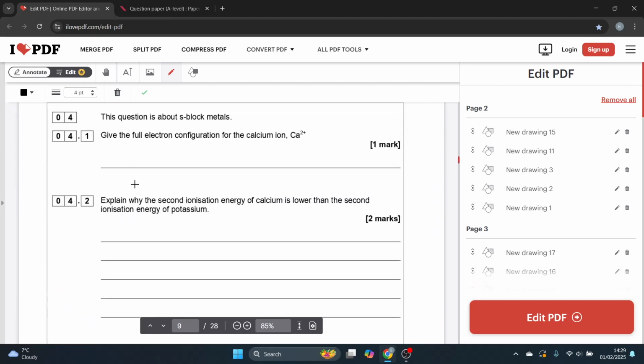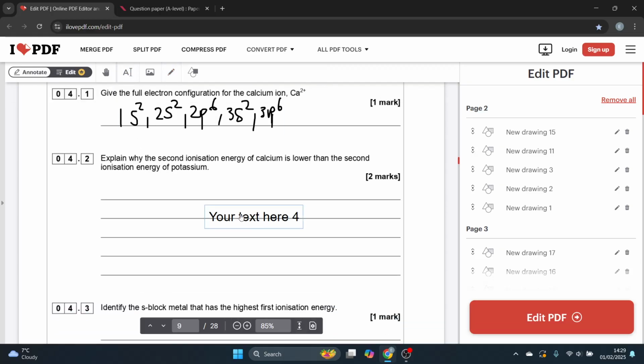Question 4.1, give the full electron configuration of the calcium ion Ca2+. It's going to be 1s2, 2s2, 2p6, 3s2, 3p6. I guess you could say 4s0, but we'll just leave it as that.